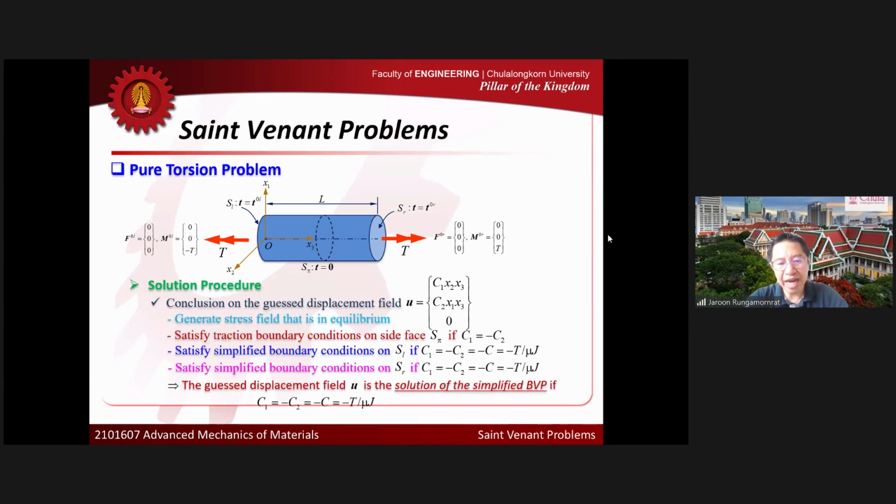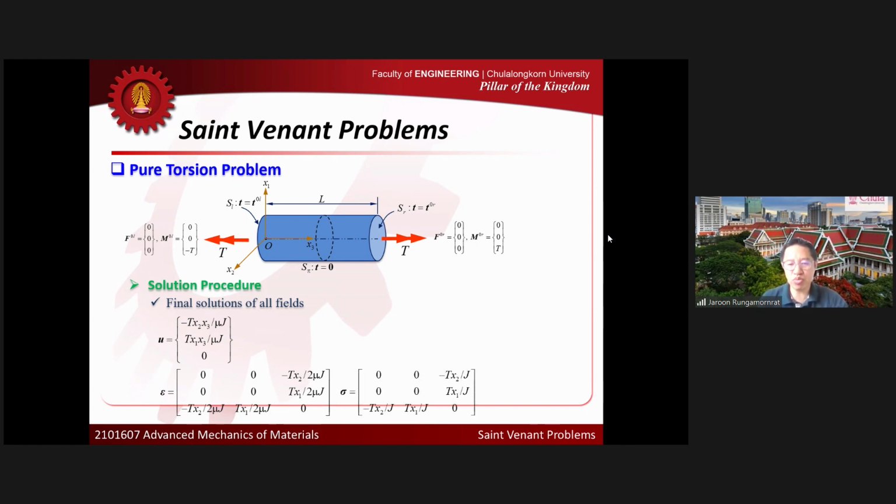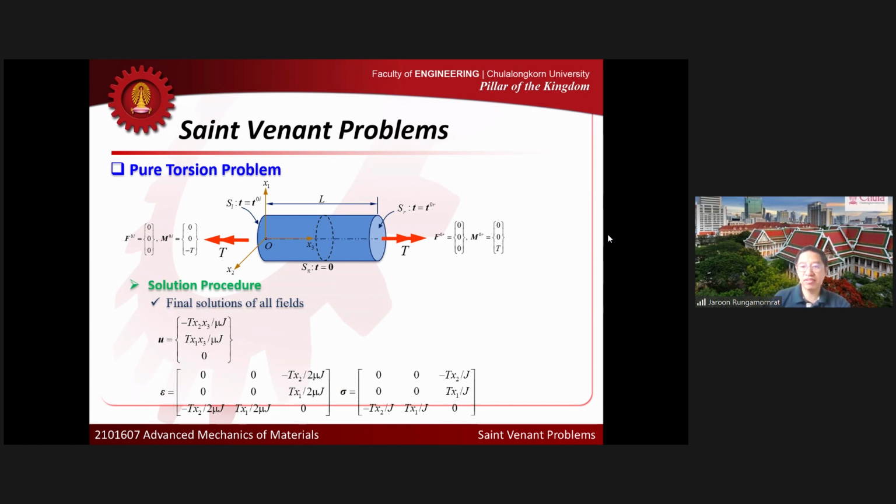So now once I'm done with checking all the conditions, I get all the constants that I need. Now I can generate all the fields. Okay. Displacement is now known, right? It's like that because I plug in C1 and C2 into the expression. So I get the strain field as well. So plug in the constants, the same for stress. We are done here. Okay. Is that clear to you?